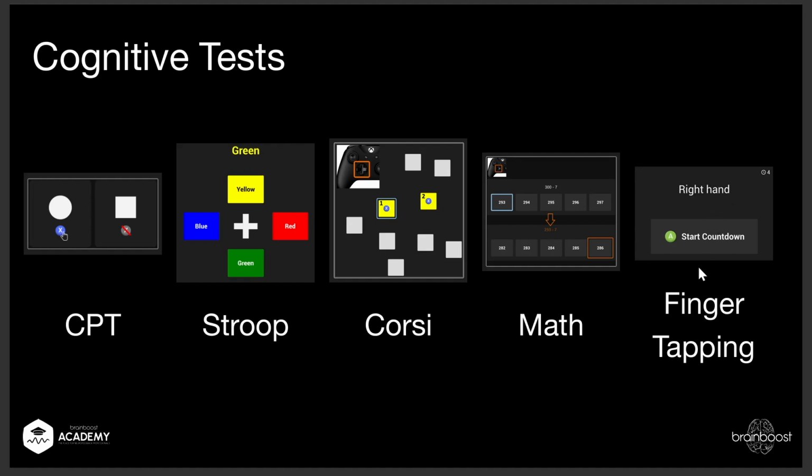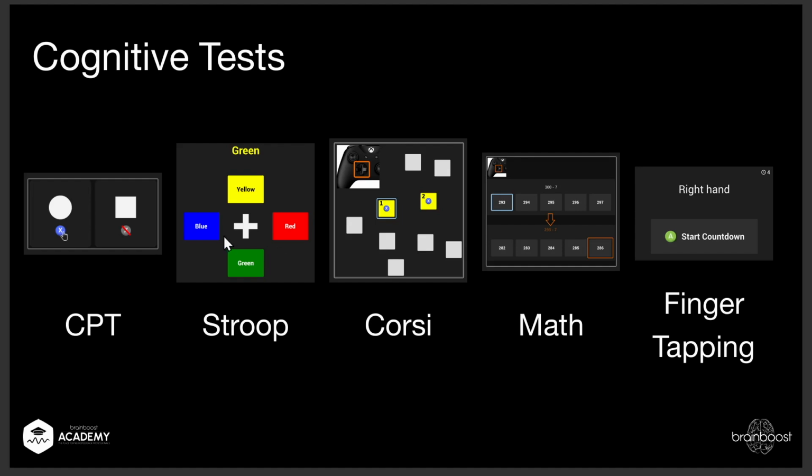And the last one is a finger tapping test. So you have 3 turns per finger. With your right hand, you have to press for 10 seconds per turn as fast as you can, the X button, and then with your left finger, the same. So these are the 5 cognitive tests we have.